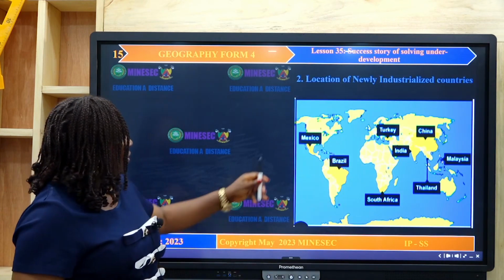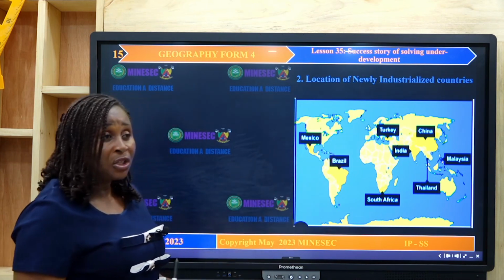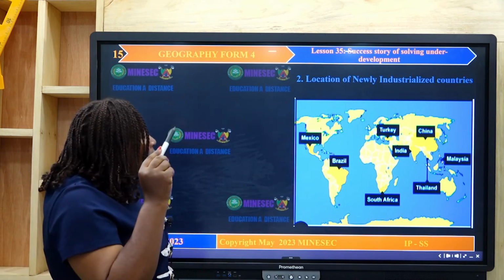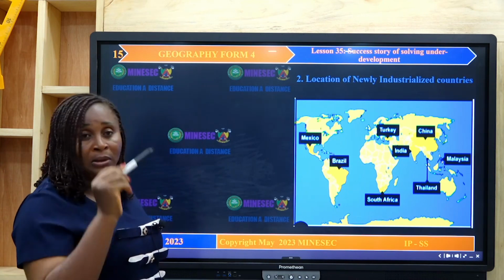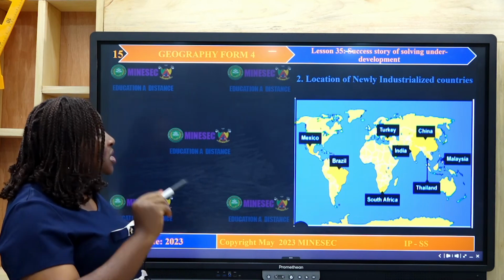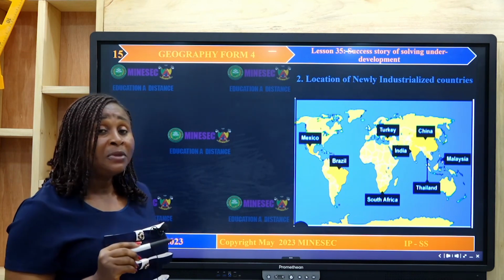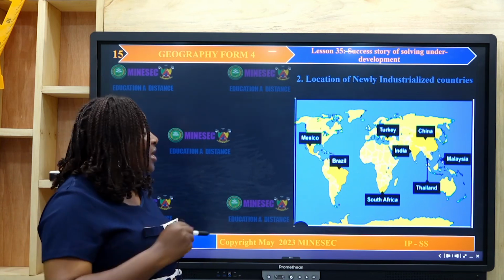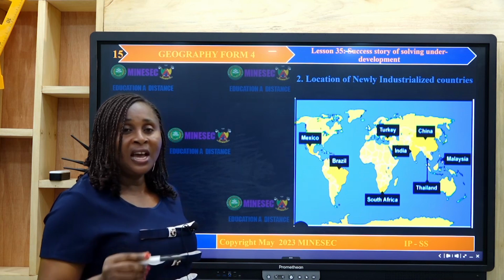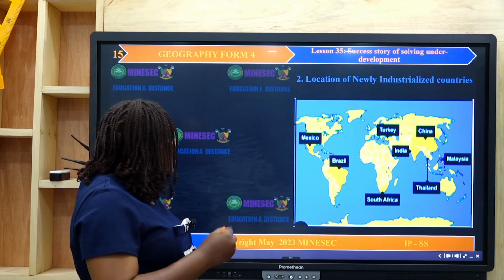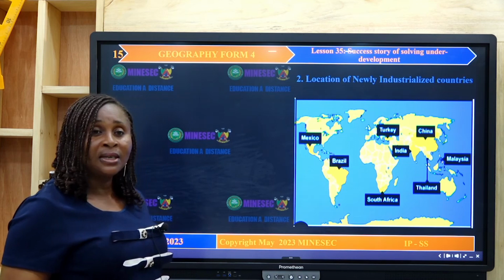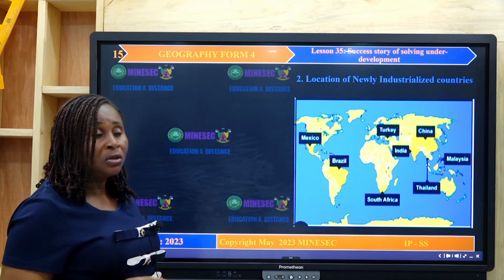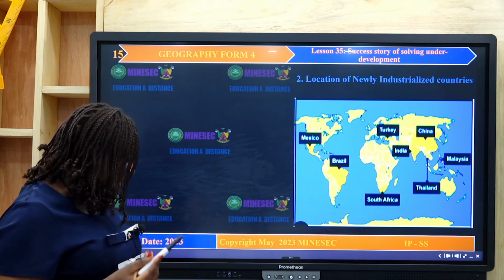Now, these are the countries and their location. Remember, one of our objectives was to identify and locate where these countries are found. In the exams, they may give you a blank map of the world. Locate a newly industrialized country in Africa. Locate a newly industrialized country in Southeast Asia. So, it is a must that you know the location of some of these newly industrialized countries.